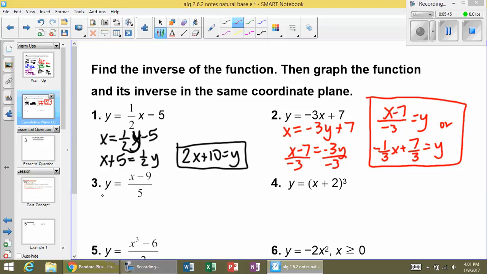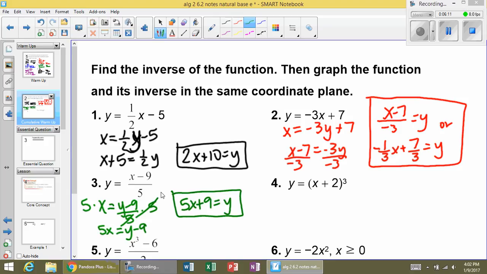Number 3, again, first switch your x's and y's. So x equals y minus 9 over 5, divided by 5 specifically. So we're going to multiply both sides by 5, so we will have 5x equals y minus 9, and we're going to add 9, so we will have 5x plus 9 equals y, and that is our inverse.